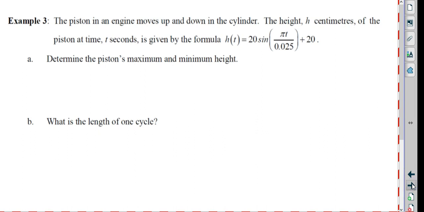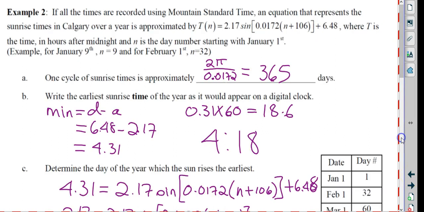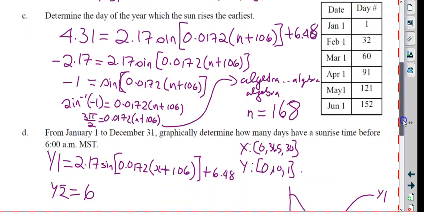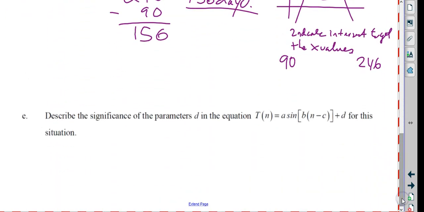The piston in an engine moves up and down in the cylinder. The height, h, in centimeters of the piston at a time, t, in seconds, is given by the formula h of t is 20 sine of pi t over 0.025, plus 20. Determine the piston's max and min height. Did I miss anything? Oh, describe the significance of parameter d in the equation.